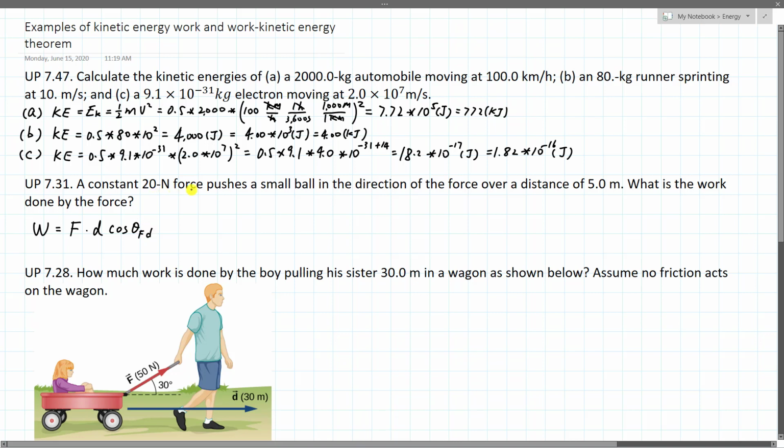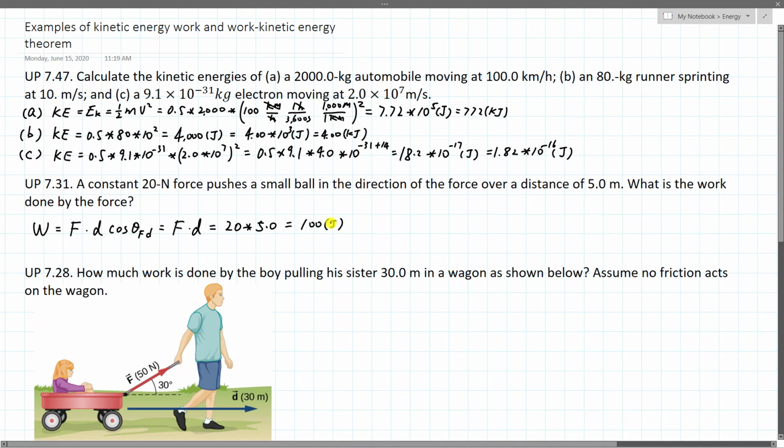Since the force pushes in the direction of that displacement, this angle is 0, cosine 0 is equal to 1. So we're down to just force times displacement. That's a very basic example. And then we have 20 newtons and multiply by a distance of 5. So we have 100 joules of work done.